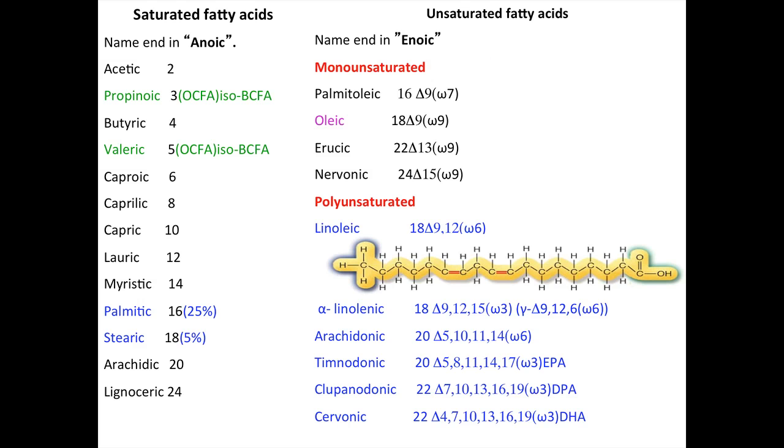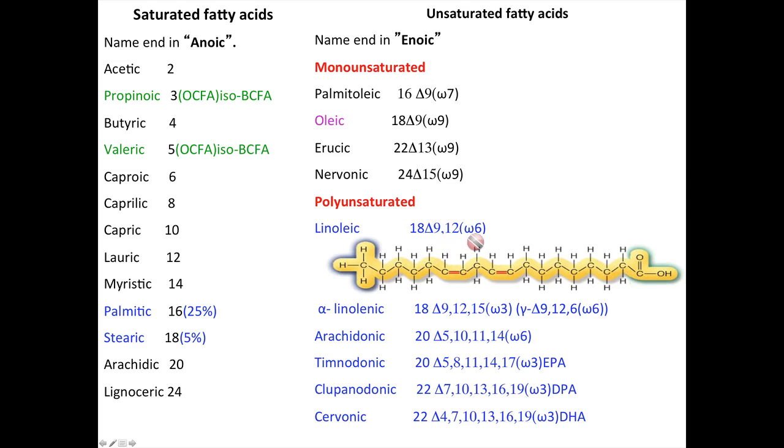So here are some common fatty acids. On the left-hand side, we have saturated fatty acids. And on the right-hand side, we have unsaturated fatty acids. All of these fatty acids on this side will have at least one double bond. You see we have divided them into monounsaturated, meaning that these will only have one double bond, and then polyunsaturated, meaning that they will have more than one double bond.